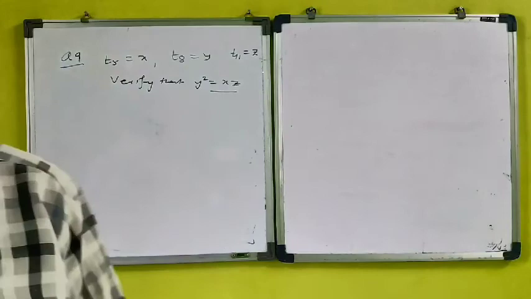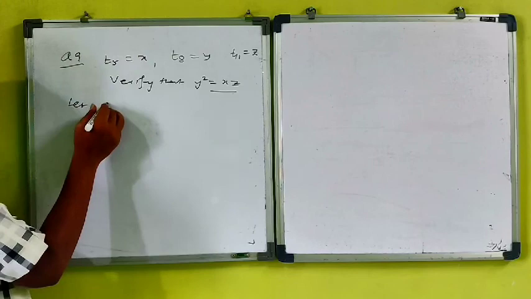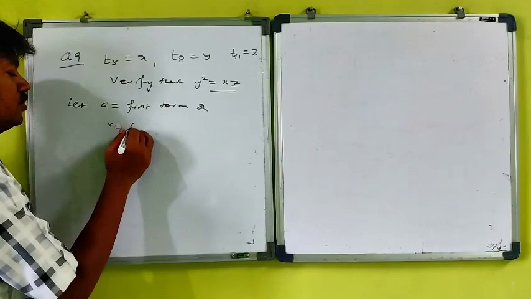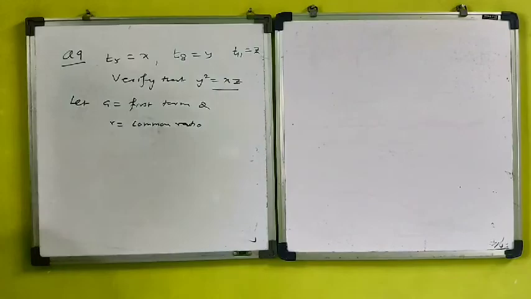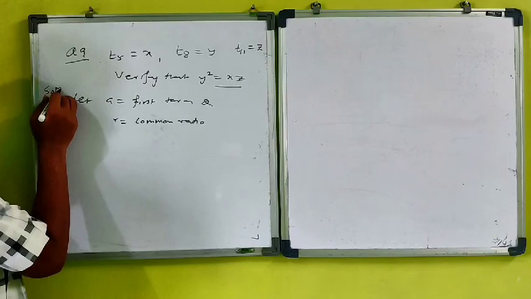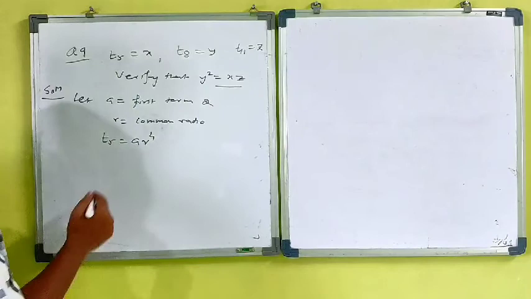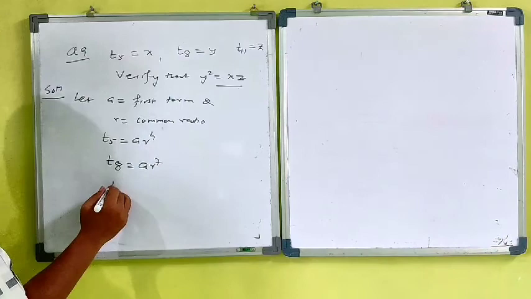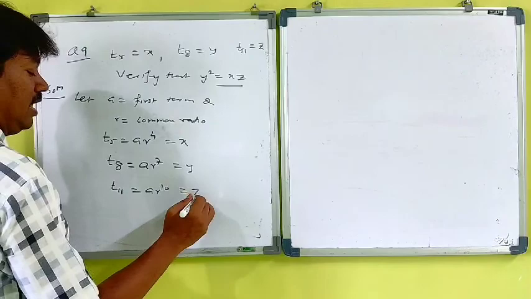So, let A be the first term and R the common ratio for this. What is T5 then? T5 will be AR to the power 4. What is T8? T8 will be AR to the power 7. T11 is AR to the power 10, which are given as X, Y, and Z.